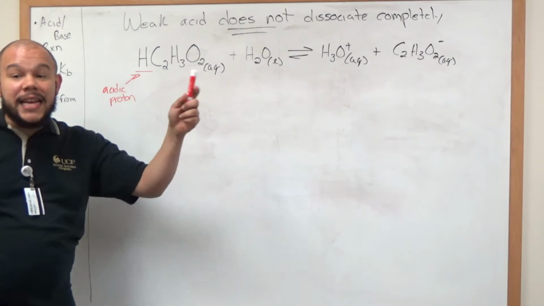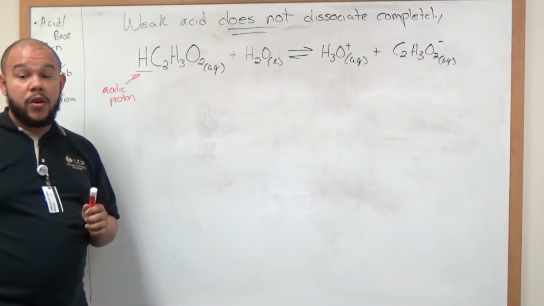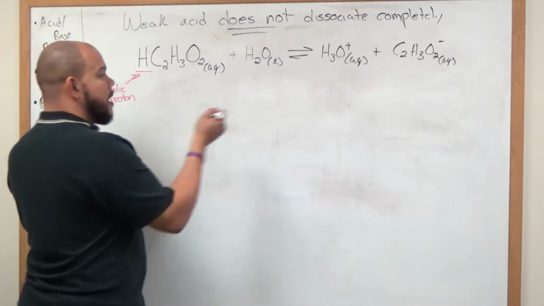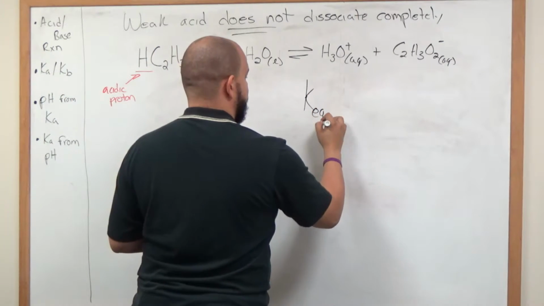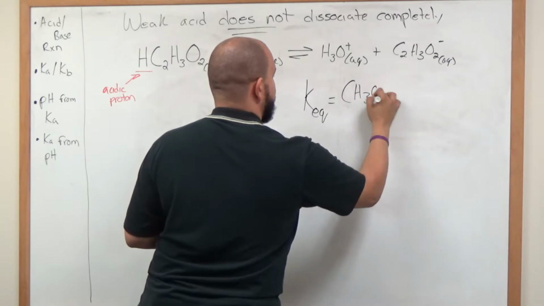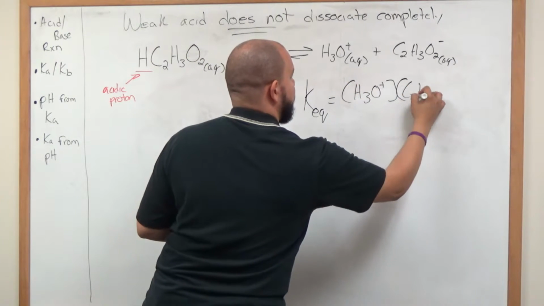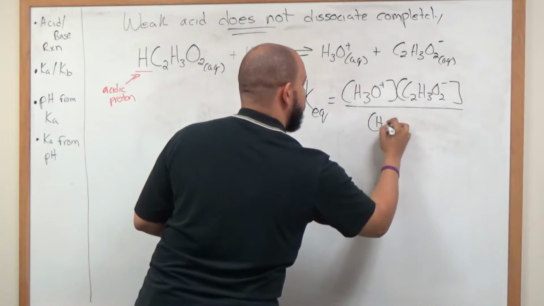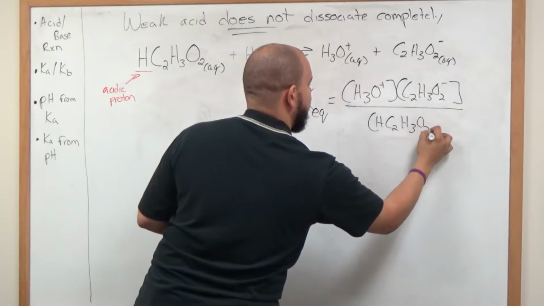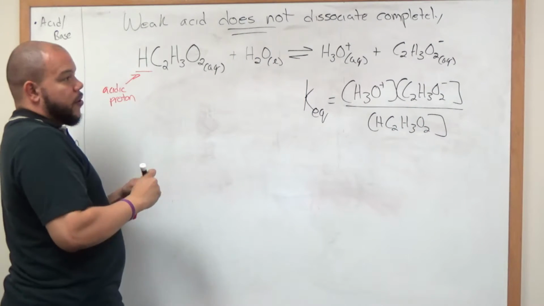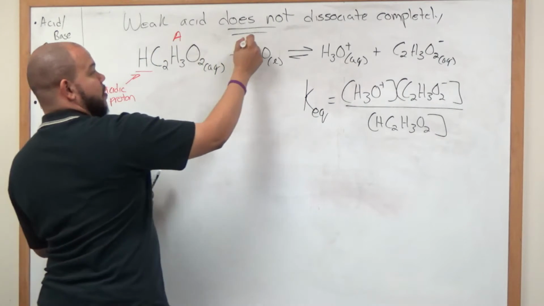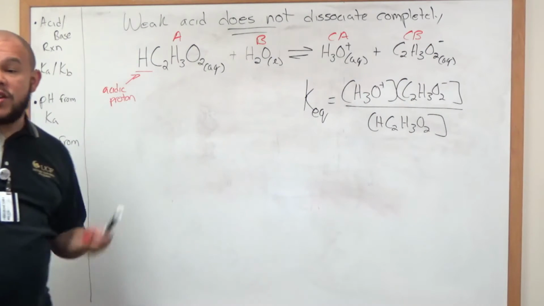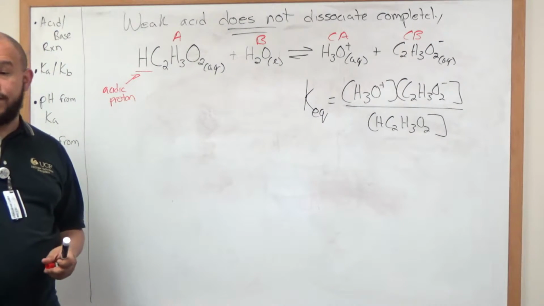Therefore, our Keq is not exactly my starting concentration. So now when we take a look at Keq for this particular reaction, we see hydronium, we see the acetate, and then we see our starting acid. Again, remember, this is the acid, this is the base, this is the conjugate acid, this is the conjugate base, and Keq is always products over reactants, always.